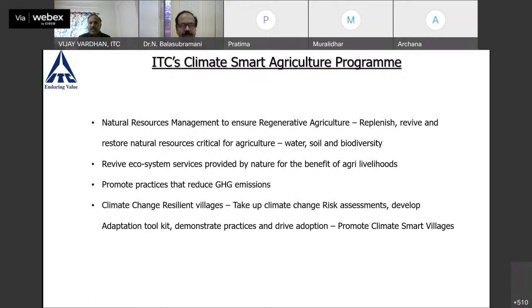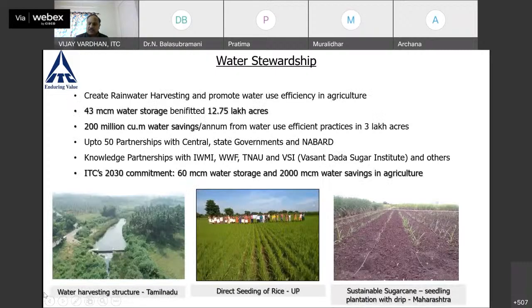Then there is promoting practices which reduce greenhouse gas emissions. But first and foremost, they are supposed to benefit farmers, who should see a benefit in economic terms. And all the activities we promote are climate smart, meaning they reduce GHG emissions or at least sequester them. Additionally, we have embarked upon a program of dedicated climate change resilient villages. We call them CSVs, climate smart villages. All the activities we do have been brought under this climate smart village framework, in partnership with one of our knowledge partners. This program is also going on. All these come under ITC's climate smart agri program.